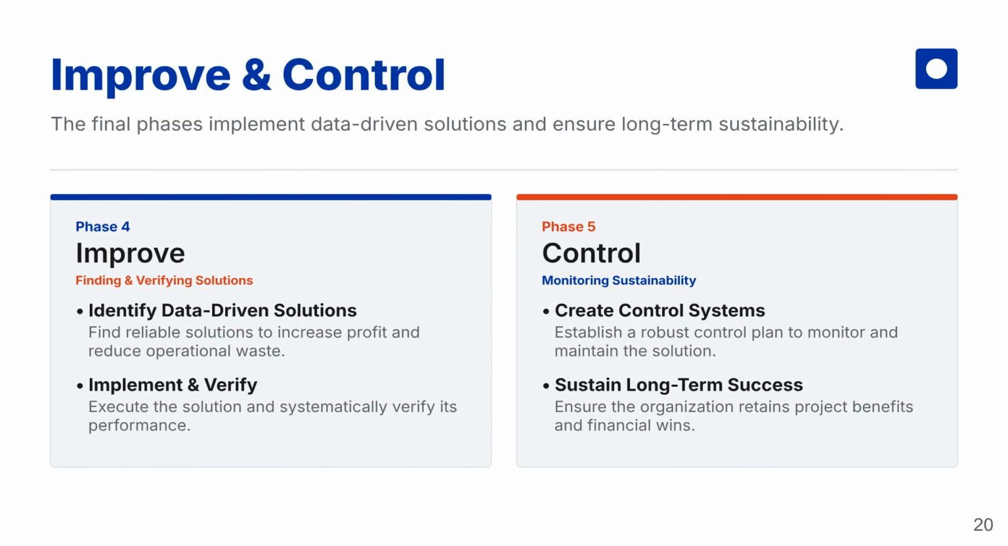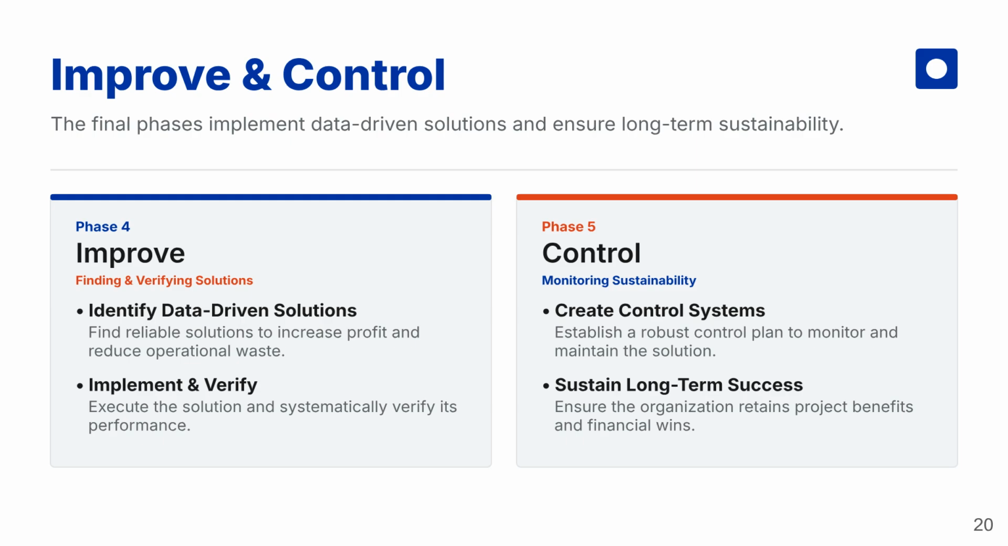The final 2 phases of the DMAIC methodology focus on implementing effective solutions and ensuring that the improvements are maintained over time. These stages transform analysis into measurable business results. The fourth phase is improve. After identifying the root causes of defects or delays, the team develops practical, data-driven solutions. These solutions are implemented carefully and tested to verify that they actually improve process performance. Rather than making changes based on assumptions, every improvement is validated using measurable results, such as reduced processing time, fewer defects, or increased customer satisfaction.